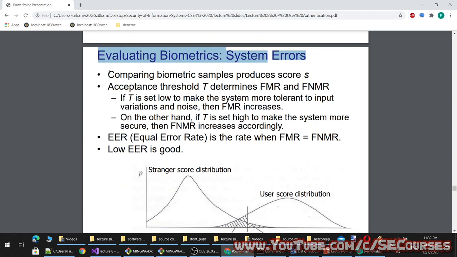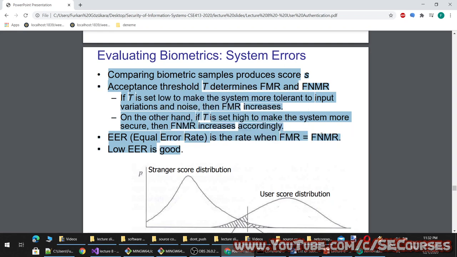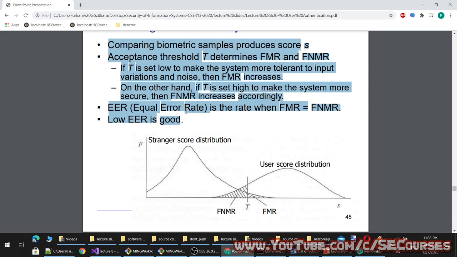Evaluating biometrics, system errors. Comparing biometric samples produces score S. Acceptance threshold T determines FMR and FNMR. If T is set low to make the system more tolerant to input variations and noise, then FMR increases. On the other hand, if T is set high to make the system more secure, then FNMR increases accordingly. EER, equal error rate, is the rate when FMR equals FNMR. Low EER is good.